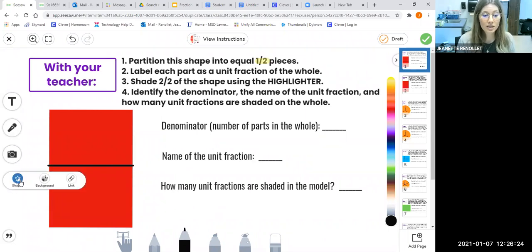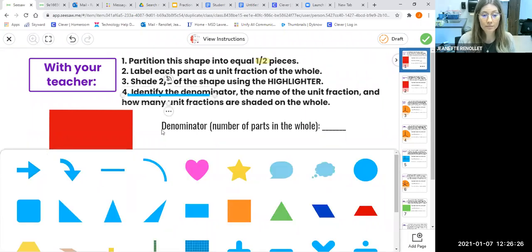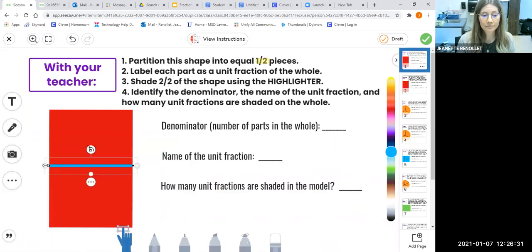Remember, you can use the shape tool if you want to partition. Sometimes it helps us make a nice straight line. We have now partitioned our shape into half pieces. I'm going to check off my direction. I did number 1. Partition your shape into equal areas and check off that you did the first step.